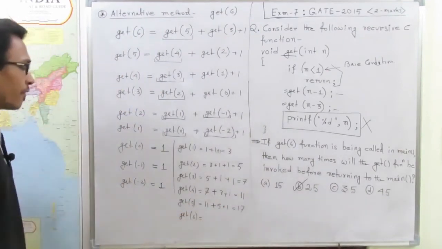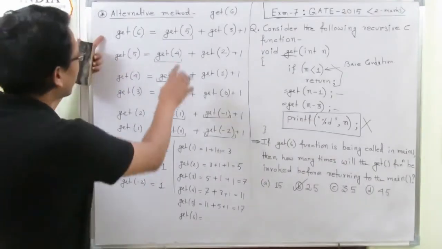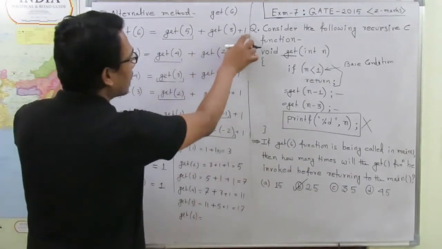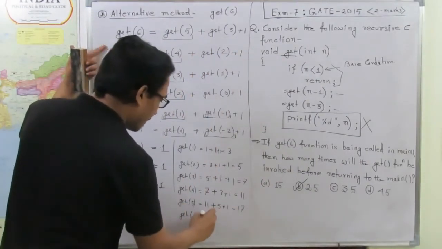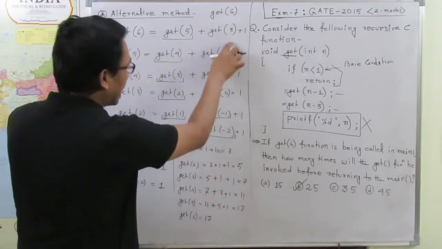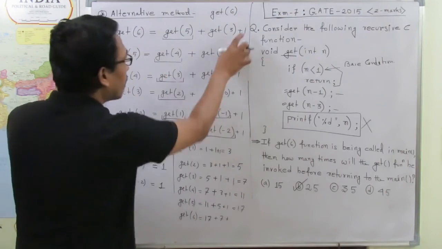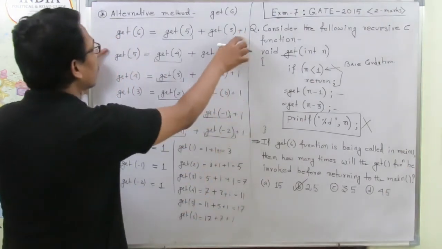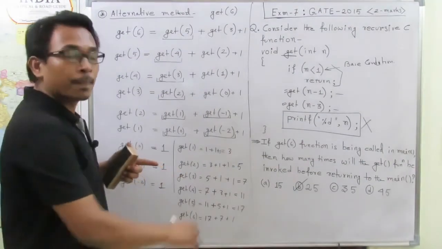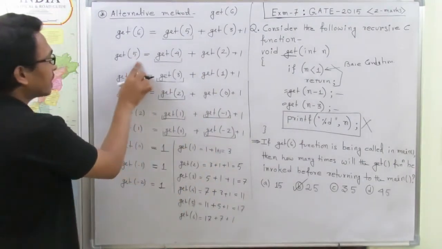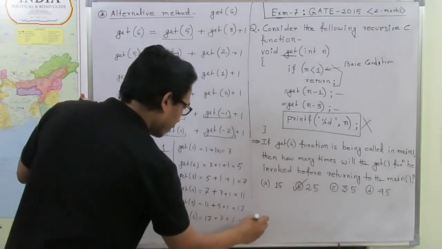Now for get 6, what will be the total number of get functions invoked for get 6? That depends on get 5 plus get 3 plus 1. So the get functions invoked for parameter 5 is 17. Next one is get 3. So get 3 gives us 7, plus 1. This one is for this get function itself. So we get here 25.